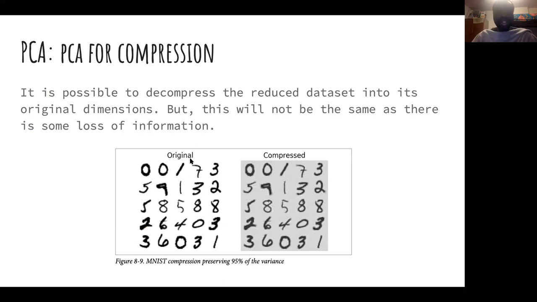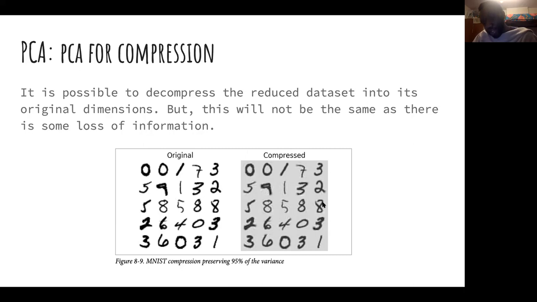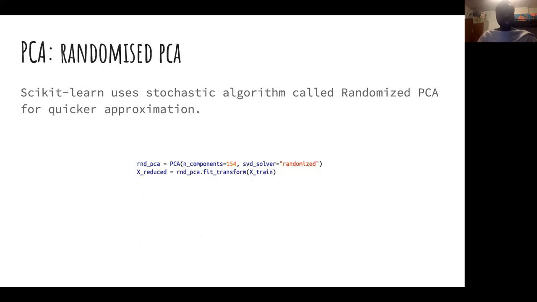This is basically where he starts talking about the variance. Once you reduce it, it's possible to get back the original data set, but note that it won't be exactly the same. He gives an instance where this is the original handwriting. They did PCA, got this, and then projected it back. So this is the original, they did the PCA, then they tried to get it back. This is not the PCA dimension.